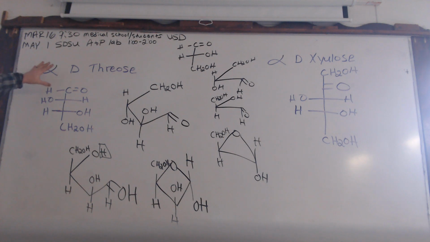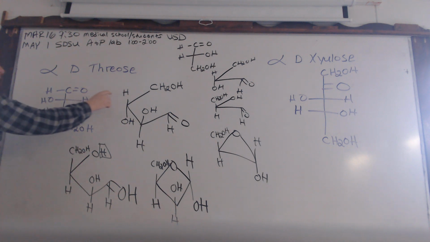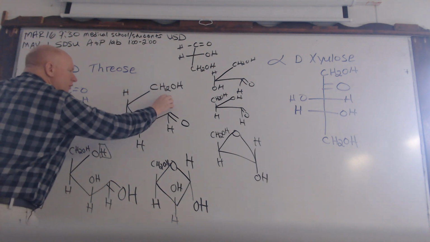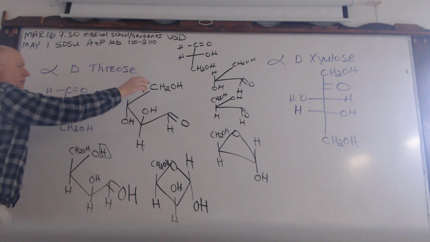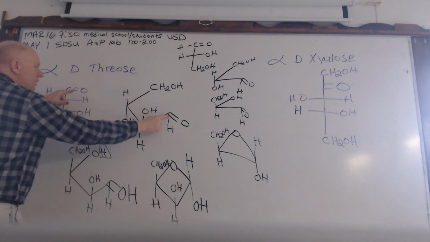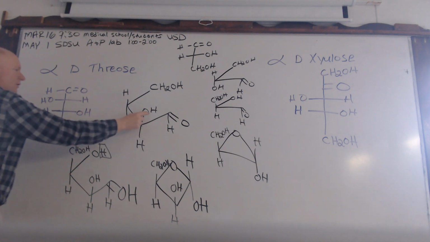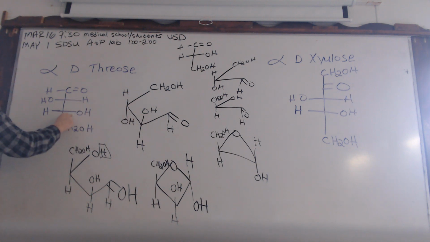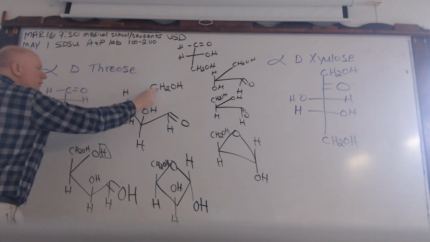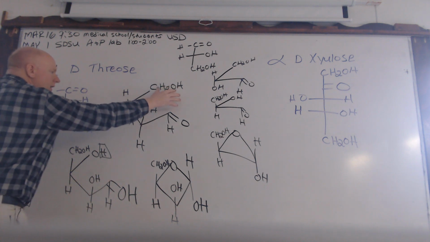So for alpha D threose, here is our Fischer projection formula. That's step 1. Here's step 2, very similar to hexoses and pentoses. Here's that first carbon, then our second one's on the left, so it's oriented up. The third one's on the right, so it's oriented down. Then here's the fourth one way out on the end.